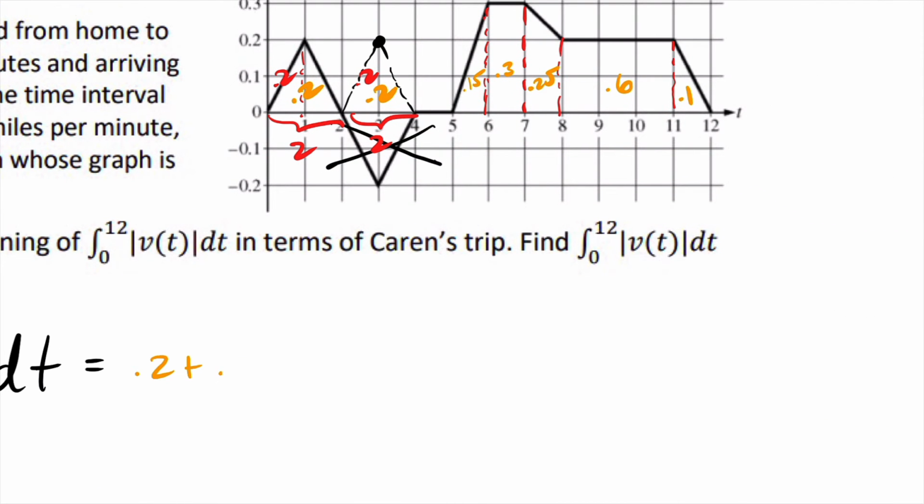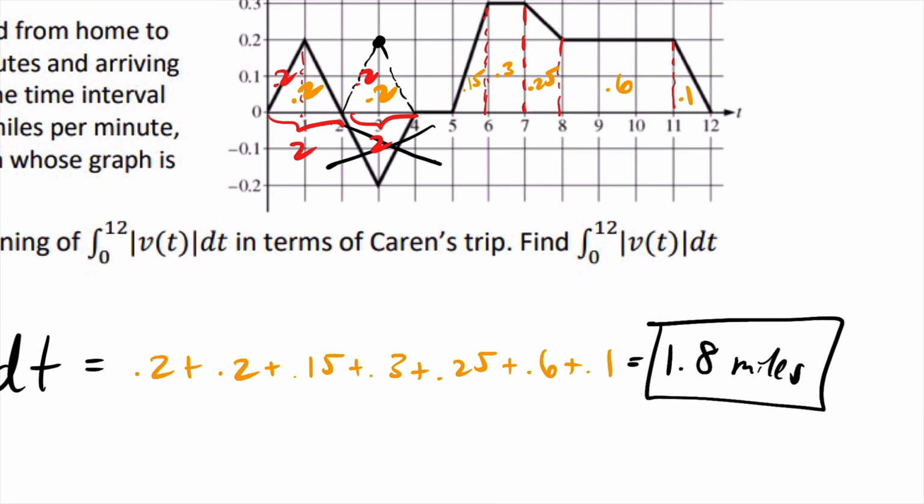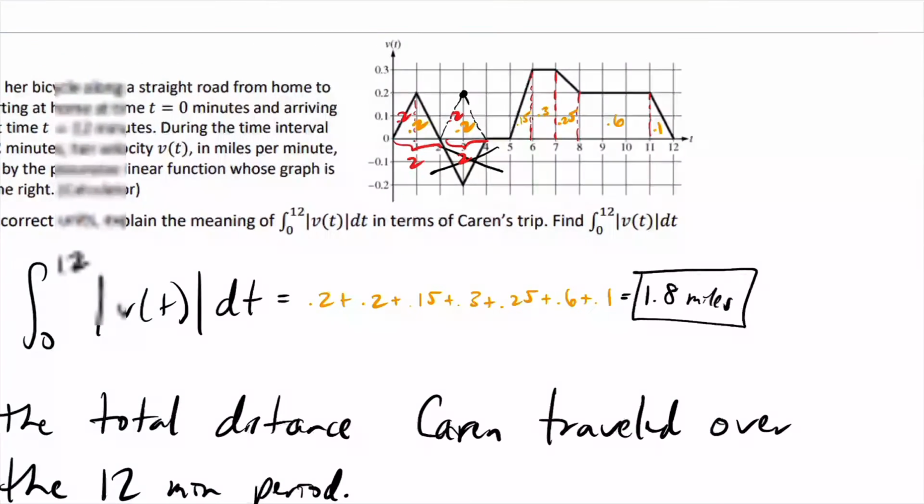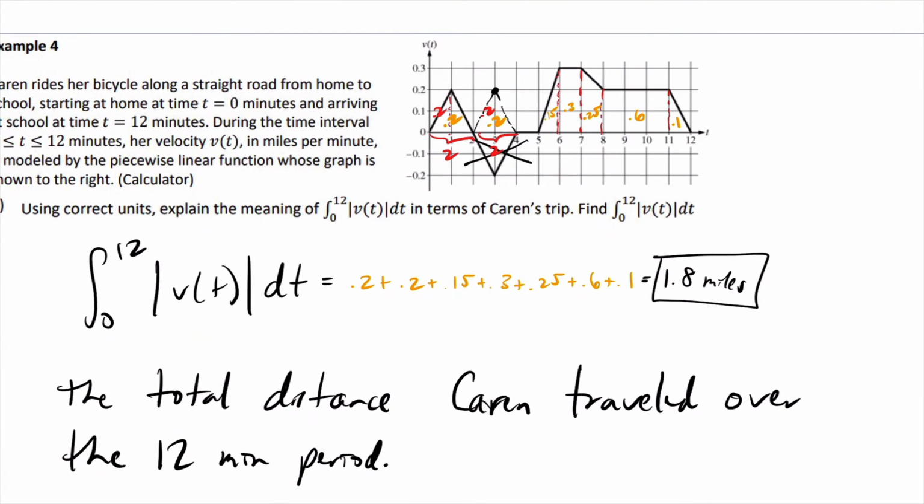So you're going to have 0.2 plus 0.2 plus 0.15 plus 0.3 plus 0.25 plus 0.6 plus 0.1. When you add those all together, you get 1.8 miles, because it's total distance traveled. It's not a rate, it's just a total.